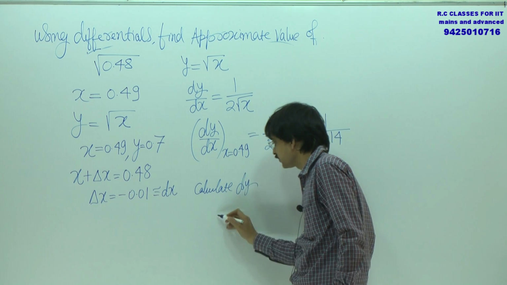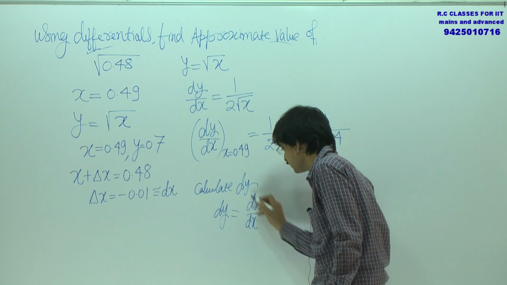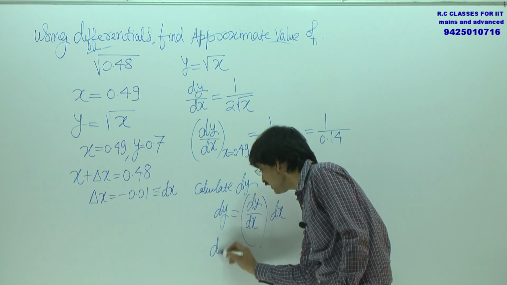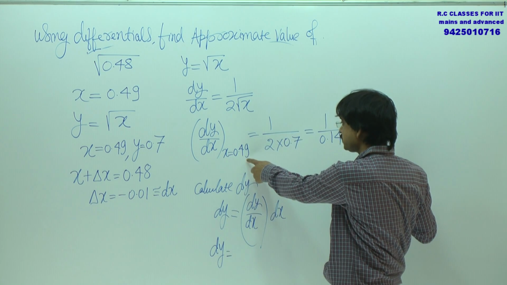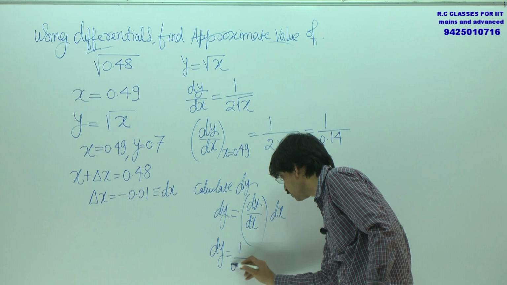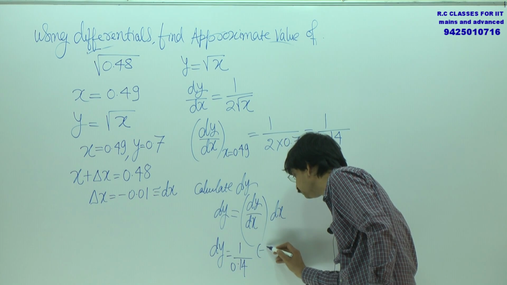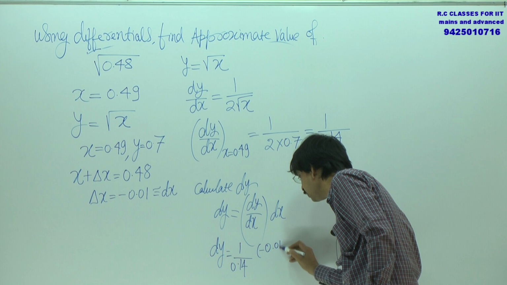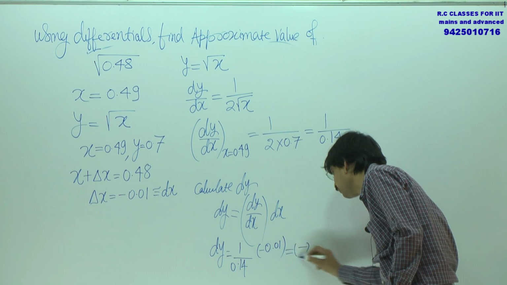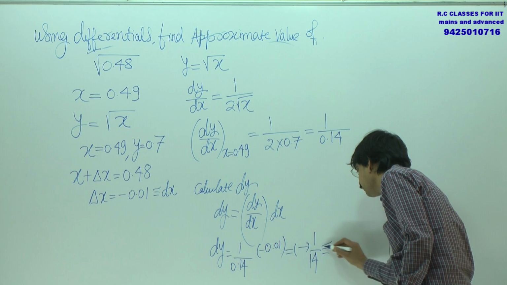dy, we use the result dy equals dy by dx into dx. So dy is equal to dy by dx at x equals 0.49, that is 1 upon 1.4, and dx is nothing but minus 0.01. That is nothing but minus 1 by 14, that is dy, which is again equivalent to delta y.